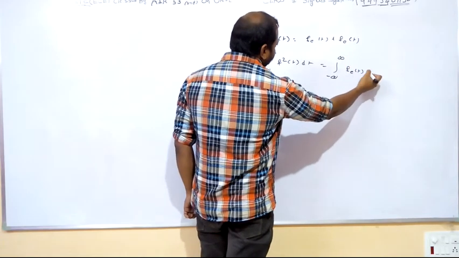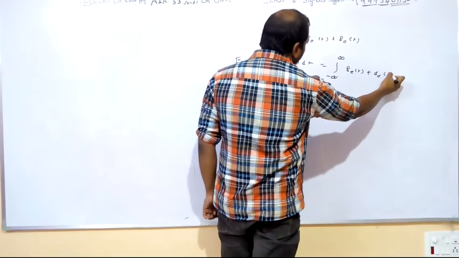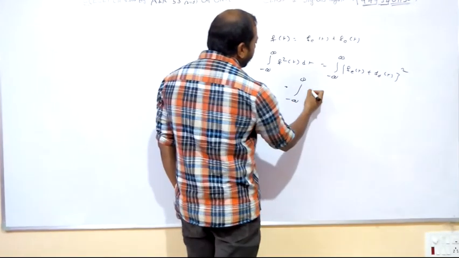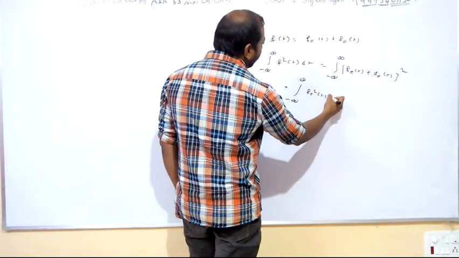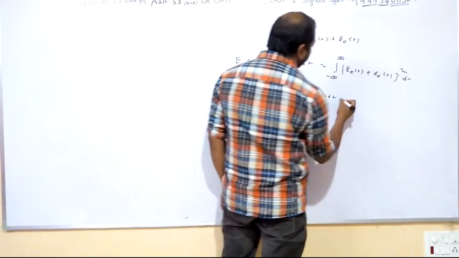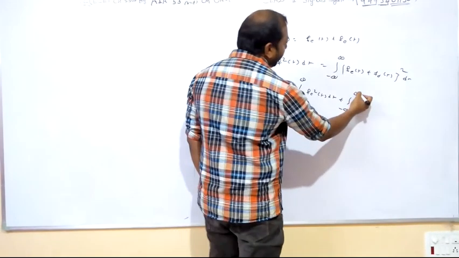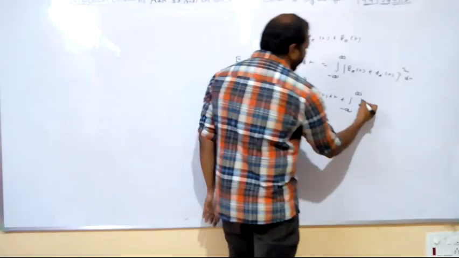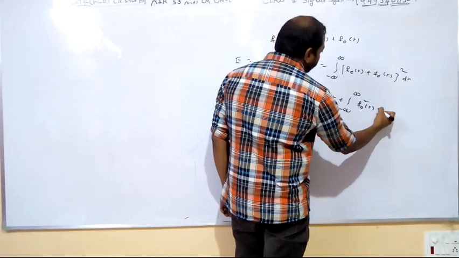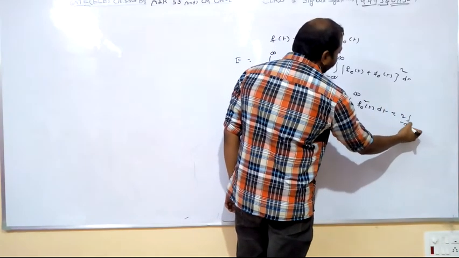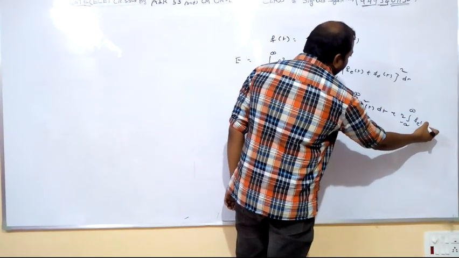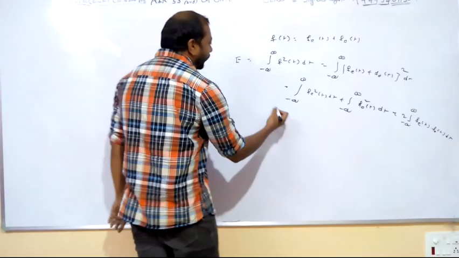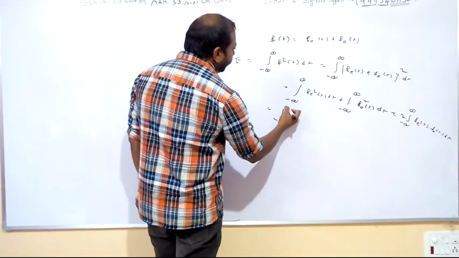So this can be represented as the integration from minus infinity to infinity of (fe(t) + fo(t)) whole square. This is equal to the integration from minus infinity to infinity of fe square of t dt, plus the integration of fo of t whole square dt, plus 2 into the integration of fe(t) into fo(t) dt, using (a + b) whole square equals a square plus b square plus 2ab.